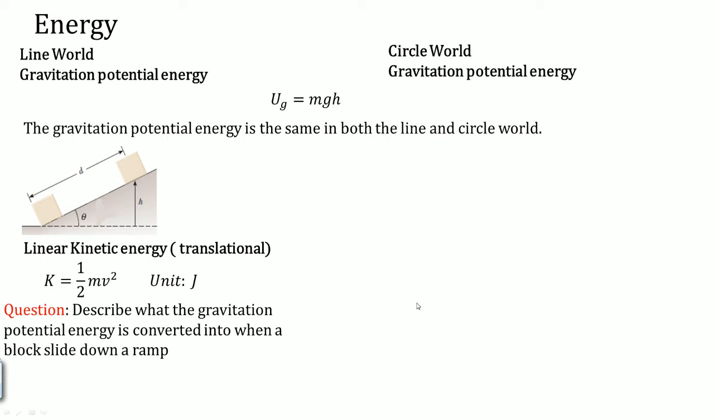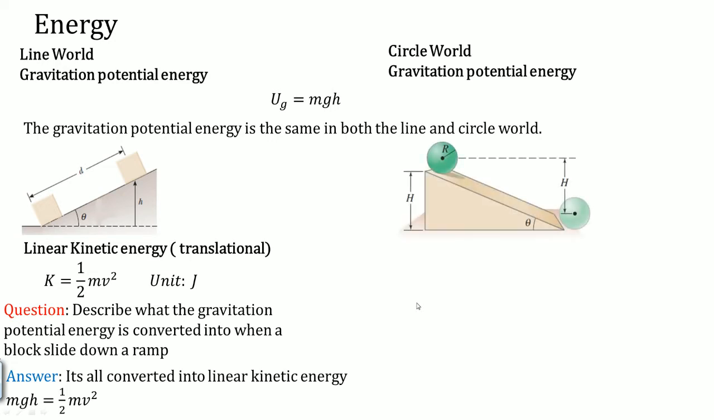So the question is, describe what the gravitational potential energy is converted to when the block slides down the ramp. Assuming the system is closed, we can use conservation of energy. All of the gravitational potential energy is converted to the linear kinetic energy. mgh is equal to 1/2 mv squared.